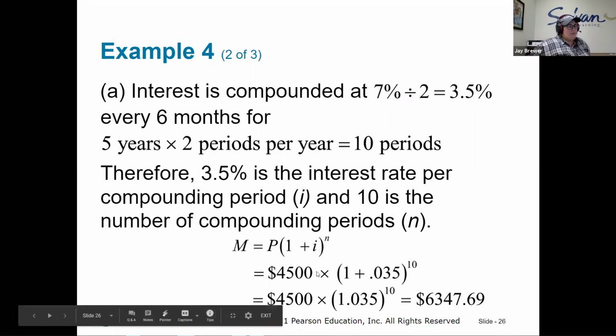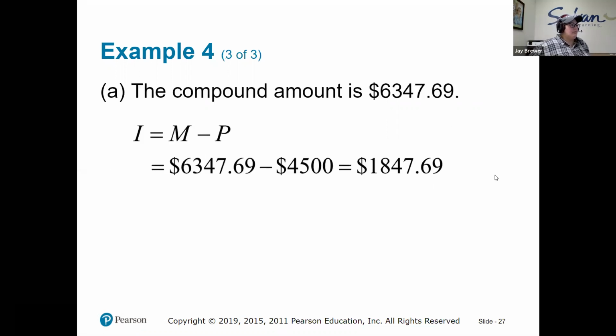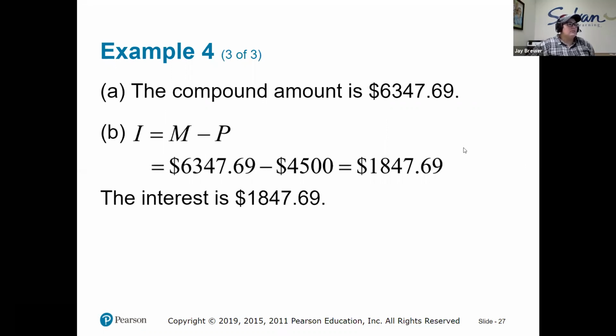So, 4,500 times 1.035 raised to the 10th power. So you will have a total of $6,347.69. You will have problems like this. You will have to understand where the numbers are coming from. You go ahead and subtract that and you get an interest of $1,847.69, which is great for you.